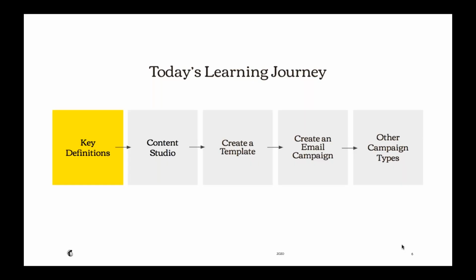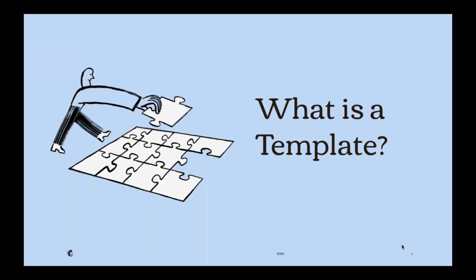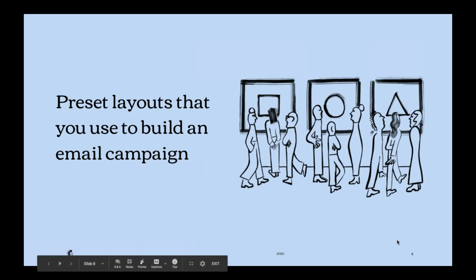And so with all of that being said, we're going to get started on our learning journey here with those key terms to know. When you design an email campaign in Mailchimp, you'll begin with a template. Templates are preset layouts that you use to build an email campaign.